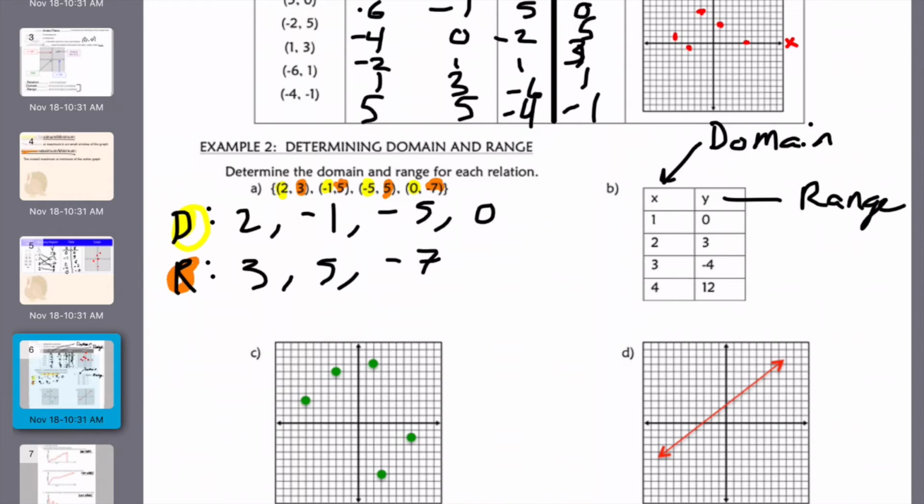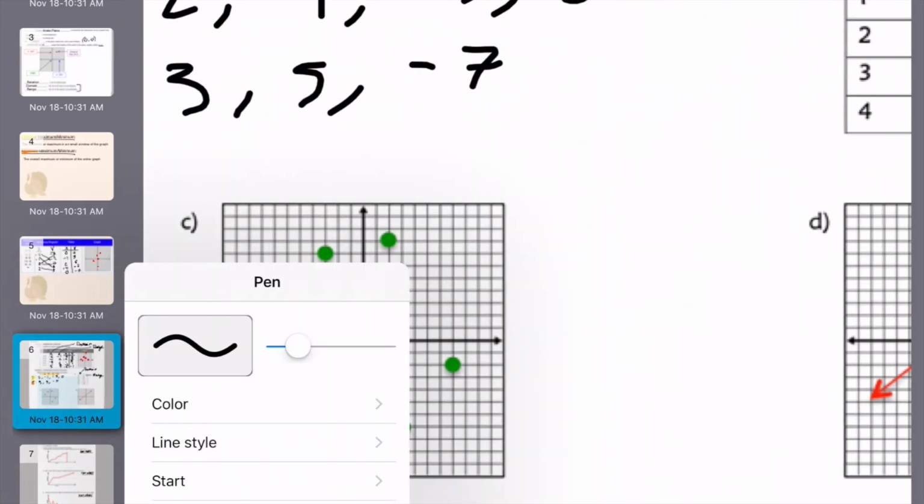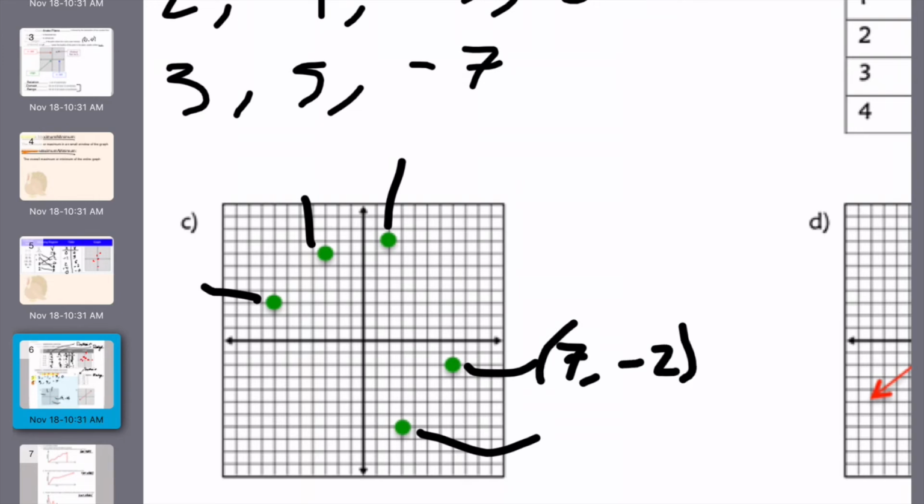However, when it comes to a graph, that's when I have to look carefully, okay? So that means I need to label all of these points in order to figure out what they are. So I'm going to zoom in. I'm just going to go through point by point and label what these points are. So I have 1, 2, 3, 4, 5, 6, 7. So this is 7, -2. 1, 2, 3. So this is 3 to the right.